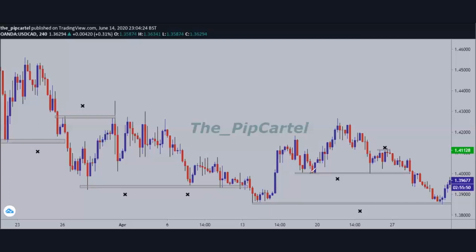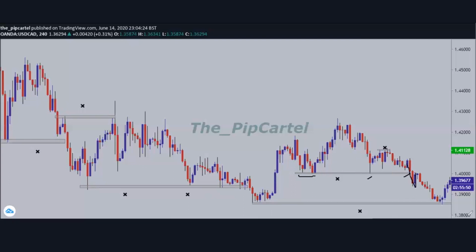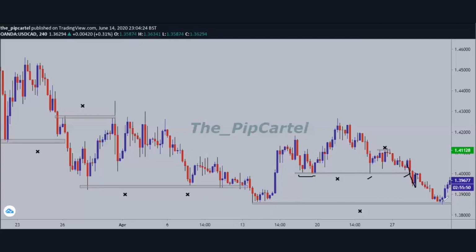also had this liquidity right here, about two times tested, third time and fourth time. Now we had this morning star as well. Okay, and see price just came down, it gave you a retest, all right, and dropped from there, all right.